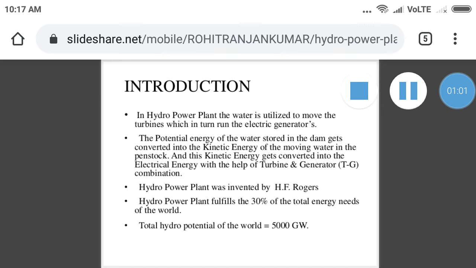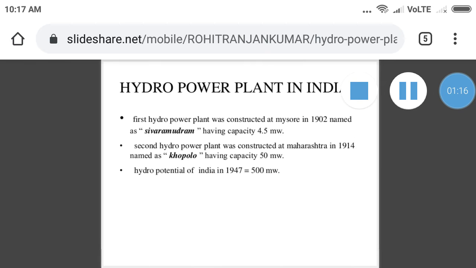Hydropower plant was invented by H.F. Rogers. Hydropower plant fulfills 30% of total energy needs of the world. Total hydro potential of the world is equal to 5000 gigawatt.